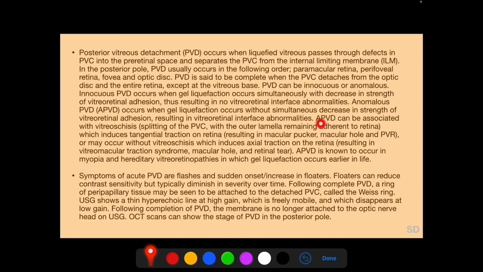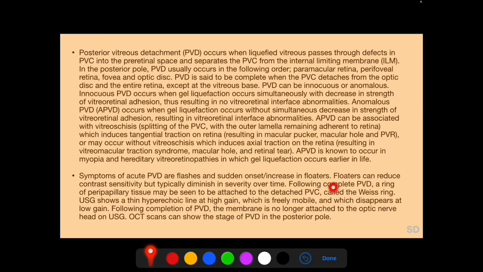Anomalous posterior vitreous detachment can be associated with vitreoschisis, which induces tangential traction on the retina, or anomalous posterior vitreous detachment can occur without vitreoschisis, which induces axial traction on the retina. Anomalous posterior vitreous detachment is known to occur in myopia and hereditary vitreoretinopathies in which liquefaction of vitreous gel occurs earlier in life. Symptoms of acute posterior vitreous detachment are flashes and sudden onset or increase in floaters. Floaters can reduce contrast sensitivity but typically diminish in severity over time.